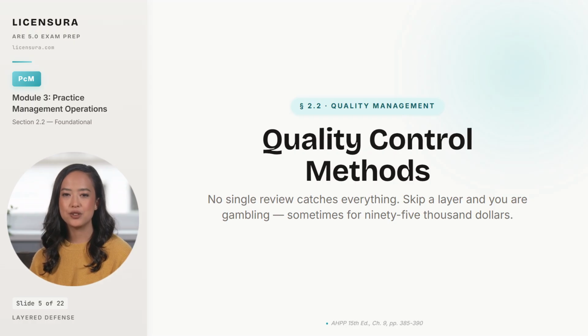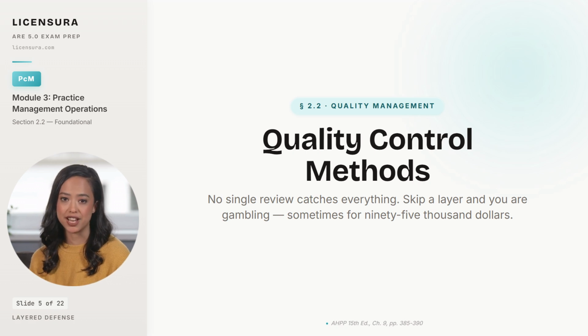QA prevents errors from entering the work. QC catches the errors that escape prevention. And no single review catches everything. Effective quality control uses multiple layered reviews, each focused on a different category of issue, and each performed by a different person with a different kind of expertise. Skip a layer because the deadline is tight, and you are gambling that no error of the kind that layer was designed to catch is sitting in the documents.